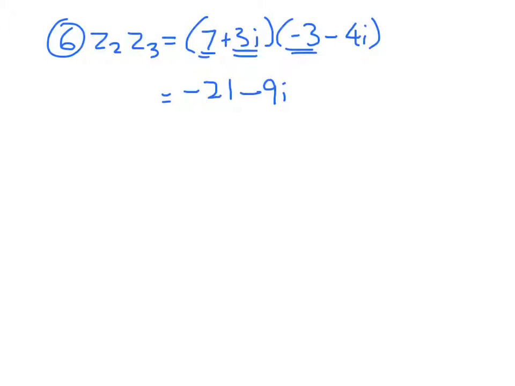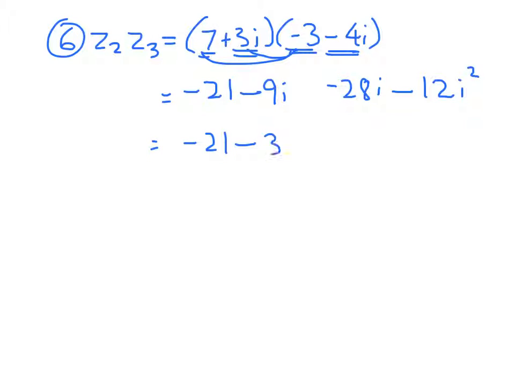What do I do now? Let's have a look. Oh, so I've done that one and that one, that one and that one. Now we're going to do plus negative 28i, oh, really just minus 28i. Okay, and lastly we'll have minus 12i squared. So we get negative 21 minus 37i. Right, i squared is negative 1, so this last term becomes plus 12. So that works out to be negative 9 minus 37i.